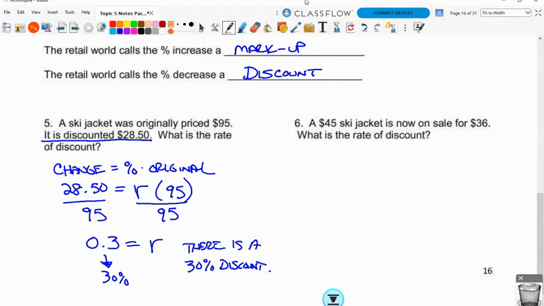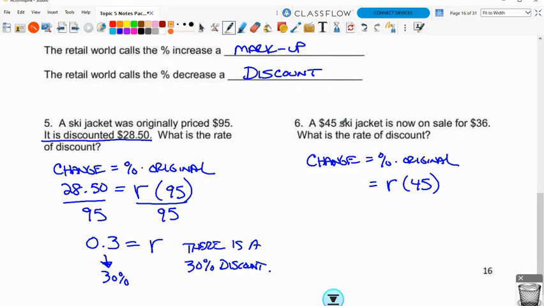In example 6, it says that a $45 ski jacket is now on sale for $36. What is the rate of discount? Okay, so this is similar to the question that we just answered. We're going to start with the percent change equation. Change equals a percent of the original price. Again, it says, what is the rate? R is what we're looking for. Originally, it was $45. We need to know the amount of change. Well, it was $45. Now it's on sale for $36.